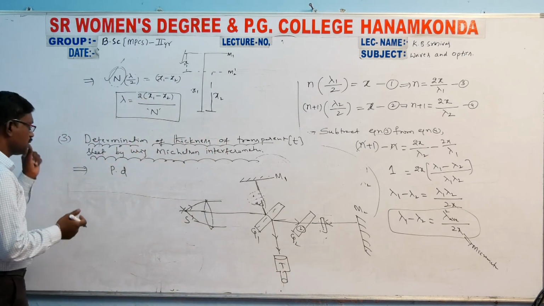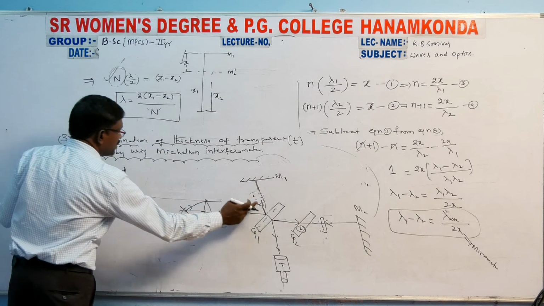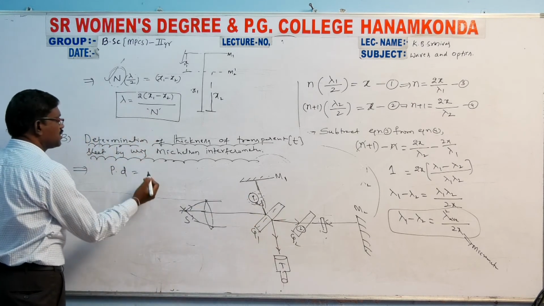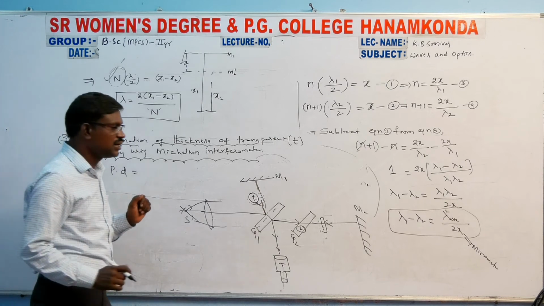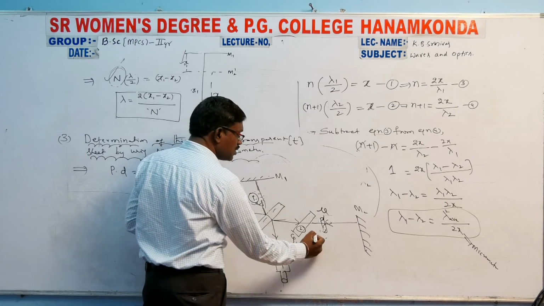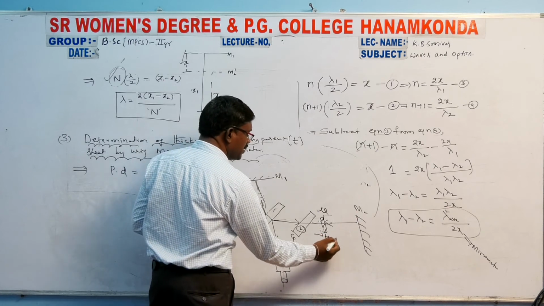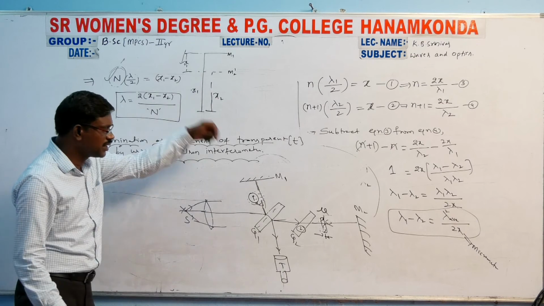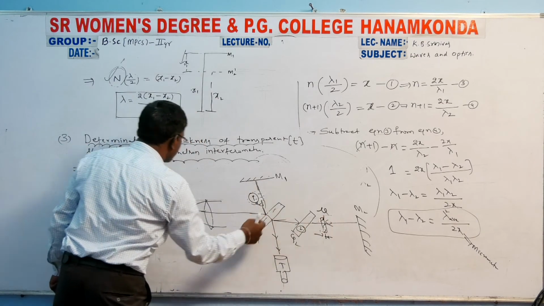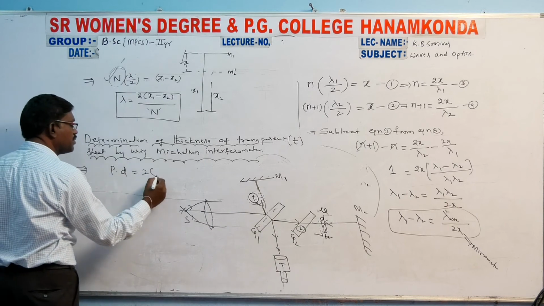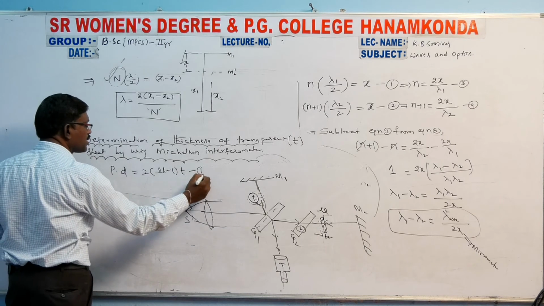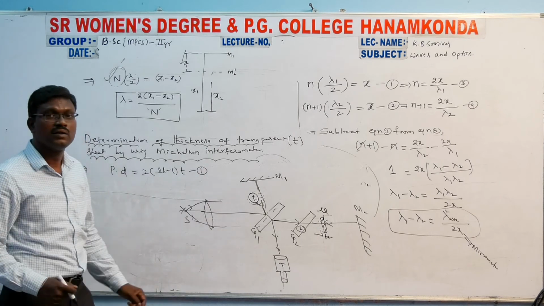Clear? So then what is the path difference between the two rays? This is ray 1, this is ray 2. Due to the introduction of that transparent sheet, let us imagine the refractive index of this transparent sheet be mu and the thickness of the transparent sheet be T. So the path difference between the two rays of light will be, you have to remember, 2(mu minus 1)T. Let this be equation number 1.